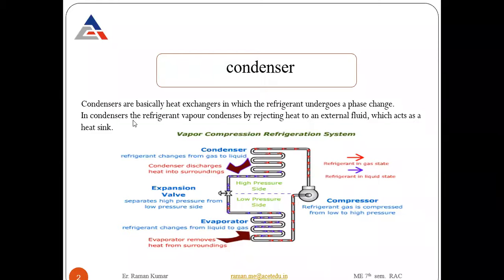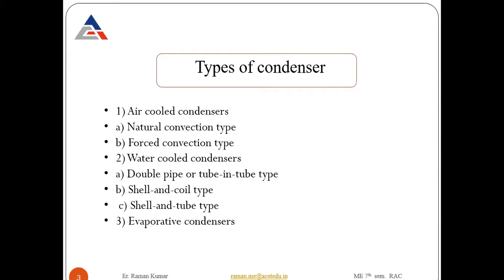The main definition of a condenser: it is basically a heat exchanger in which the refrigerant undergoes a phase change. In the condenser, the refrigerant vapor condenses by rejecting heat to an external fluid which acts as a heat sink. Next, we have different types of condenser. Number one, we have the air cooled condenser, and under it we have two types: natural convection type and forced convection type.